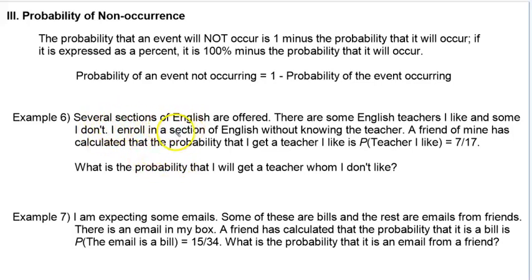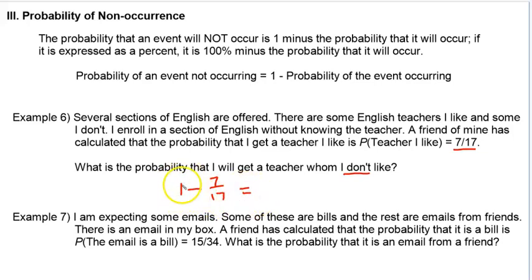We have several sections of English that we can choose from. Some of the English teachers I like and some I don't. I enroll in a section of English without knowing the teacher. There's a friend who has calculated the probability that I get a teacher that I like is 7 out of 17. Okay, so if that's the probability of getting a teacher you like, what's the probability of the non-occurrence, which would be getting a teacher that you don't like? So we just take 1 and we subtract from it the probability that I do get a teacher that I like.